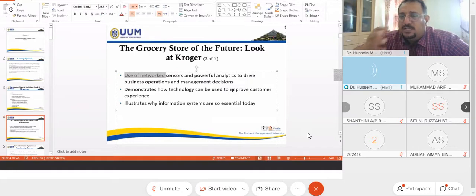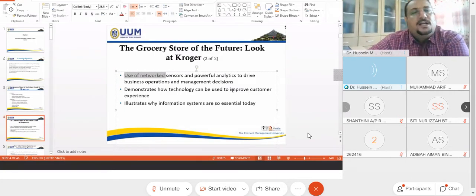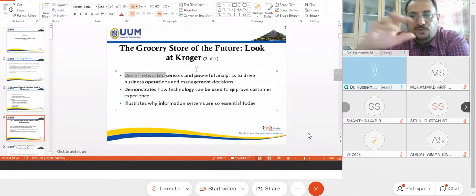So what customers expect from us is very important. We have to work for that. How? We would like to do analysis and prediction of what customers need. This illustrates why information systems are so essential today. So, information systems are very important.